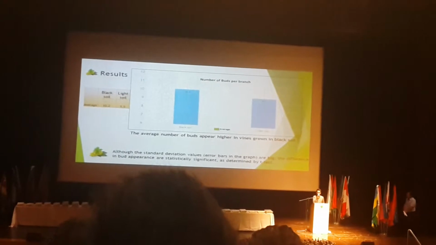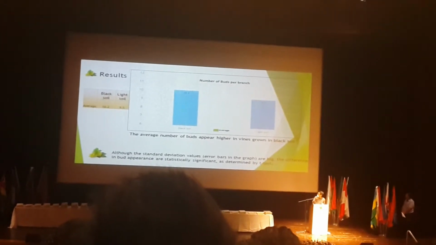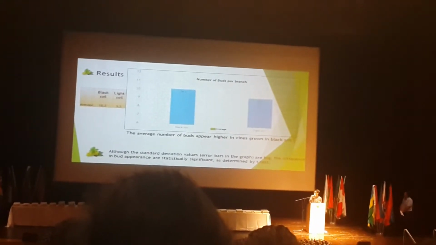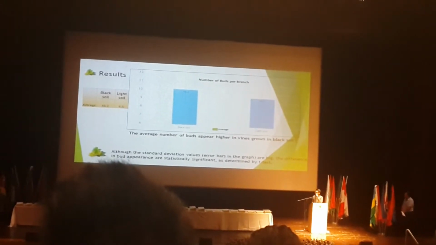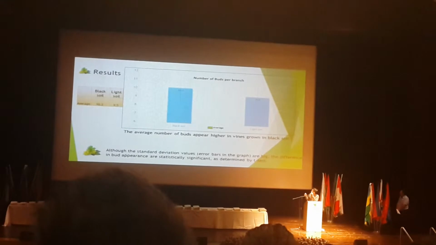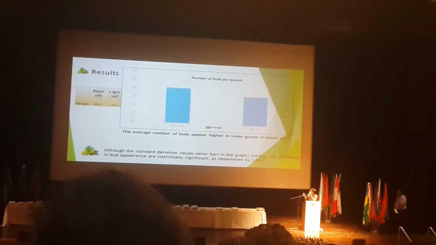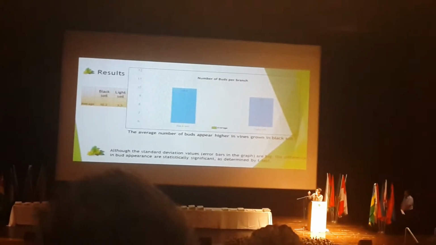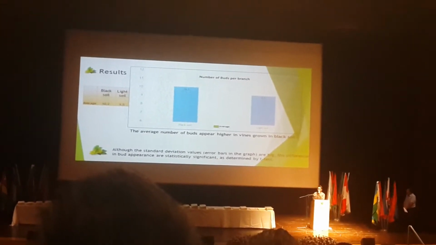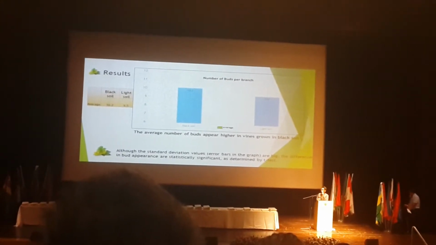For the result, the graph shows the bud appearance in two different treatments, the black soil and the light soil. The black soil has a higher bud appearance on average. The light soil got a lower one. The black soil got 10.2 on average. The light soil only got 9.5 on average.